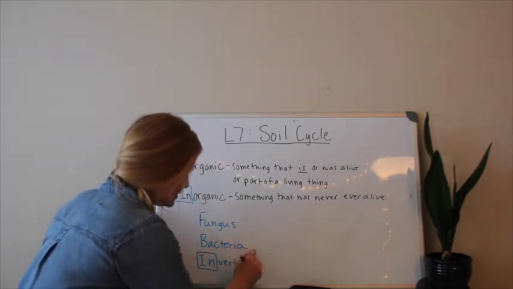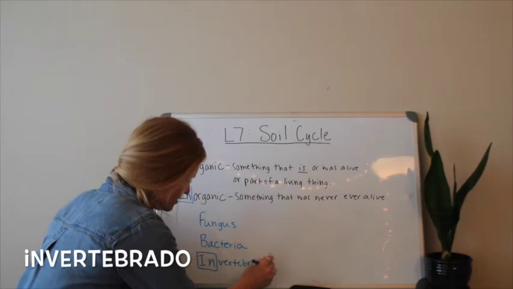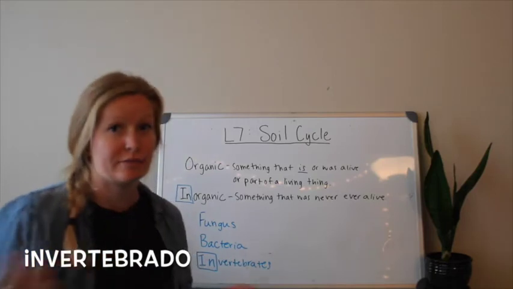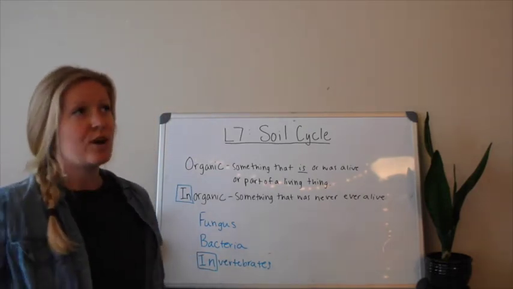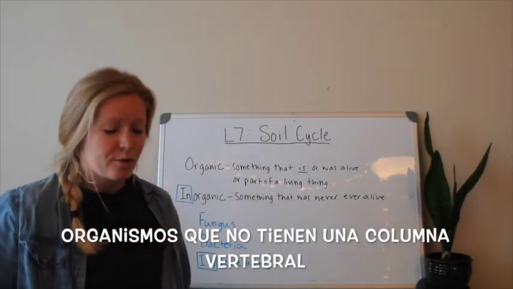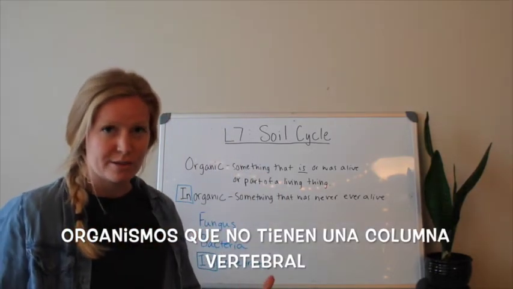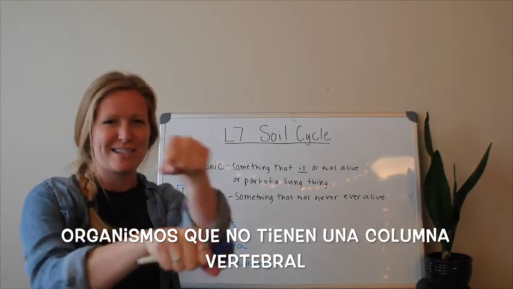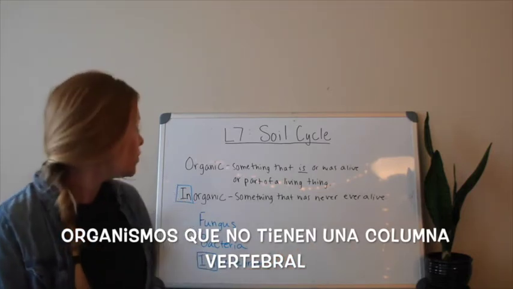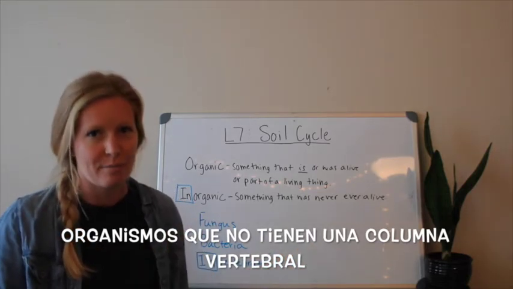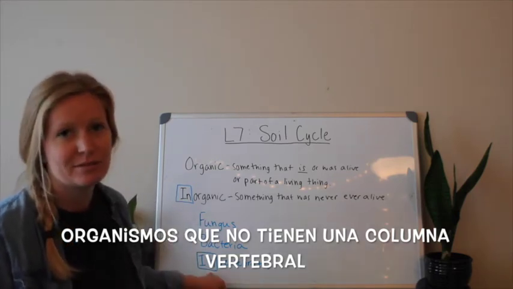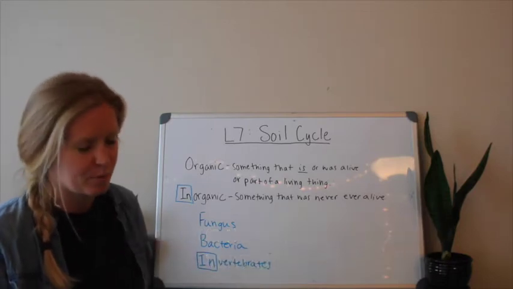Invertebrates. So an invertebrate is the opposite of a vertebrate. And if you guys lean over and feel your spine or your backbone, it is made up of your vertebrae. So vertebrae are bones that are stacked together like this, and they help to hold your body up and give you support. So a vertebrate is anything that has a backbone. So because we learned in means the opposite of, an invertebrate is something without a backbone.